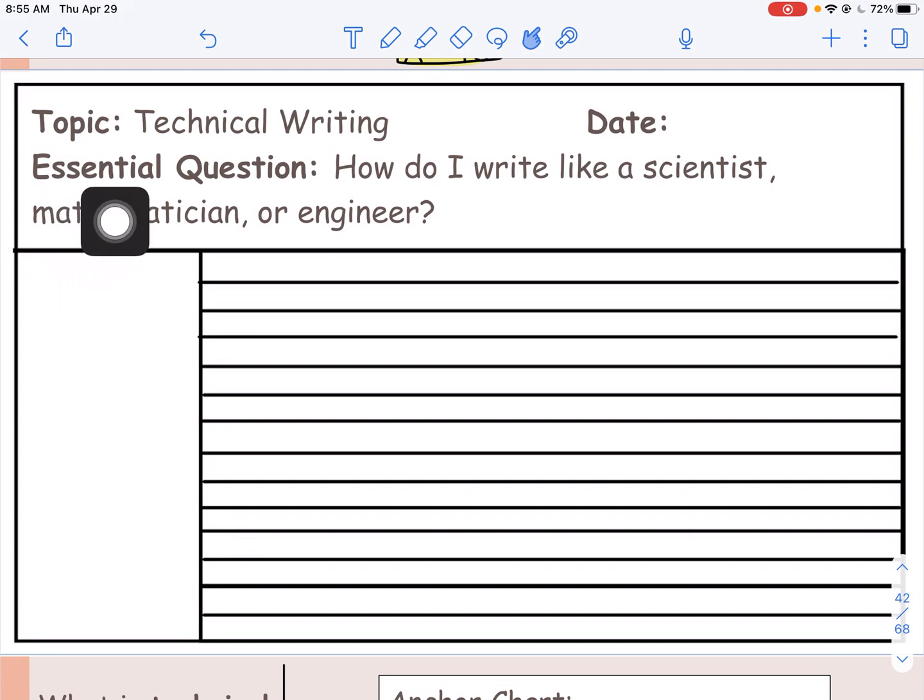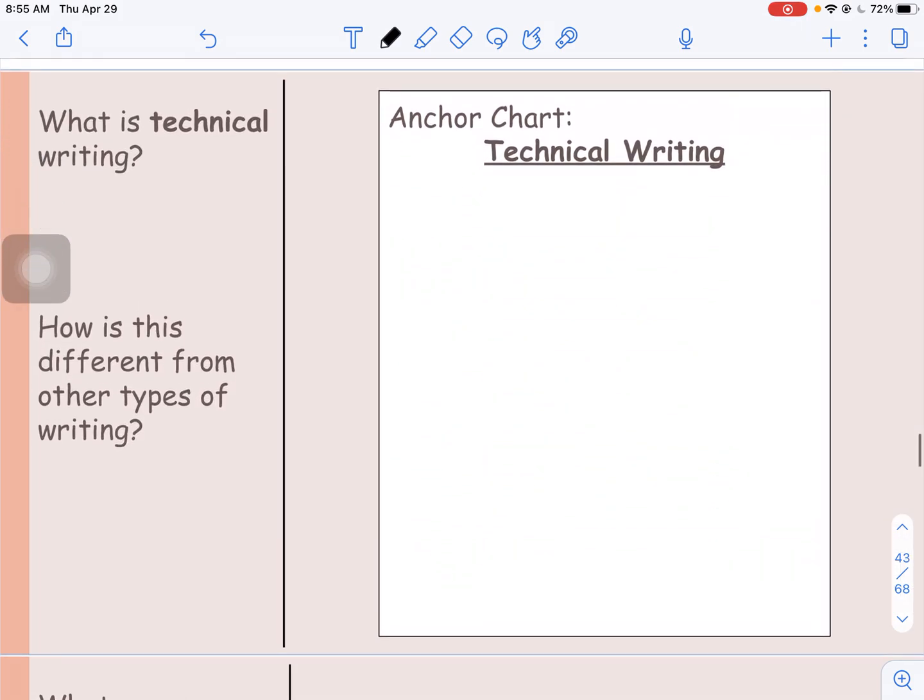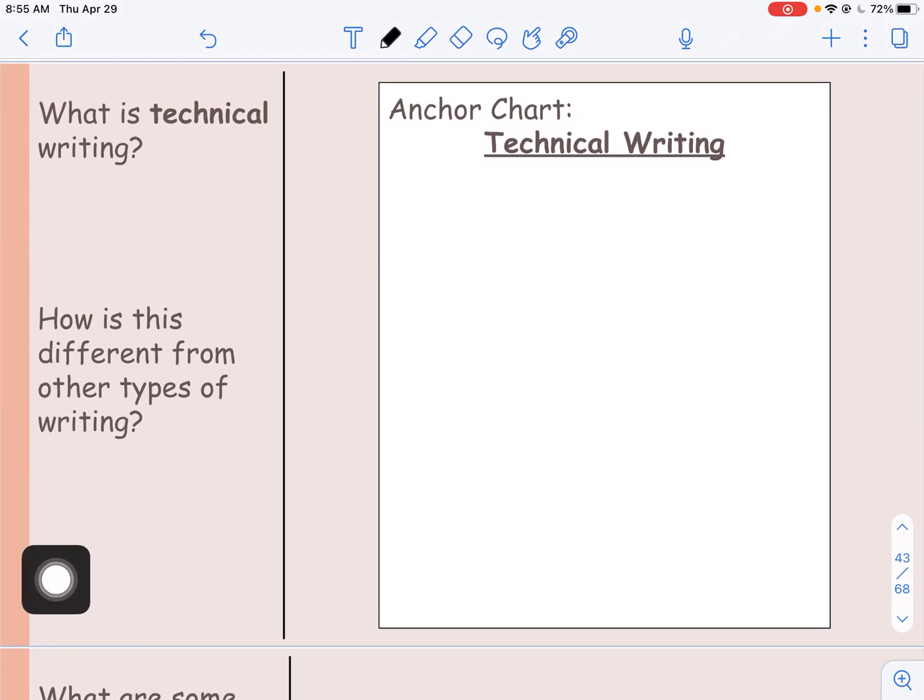The topic is technical writing, and our essential question is, how do I write like a scientist, mathematician, or engineer? I would add like lawyer to this list as well. I think a lot of times lawyers write with technical writing too. And we are going to be talking about what technical writing is. So again, pause the video here, write this down in your notebook, and when you're ready, press play.